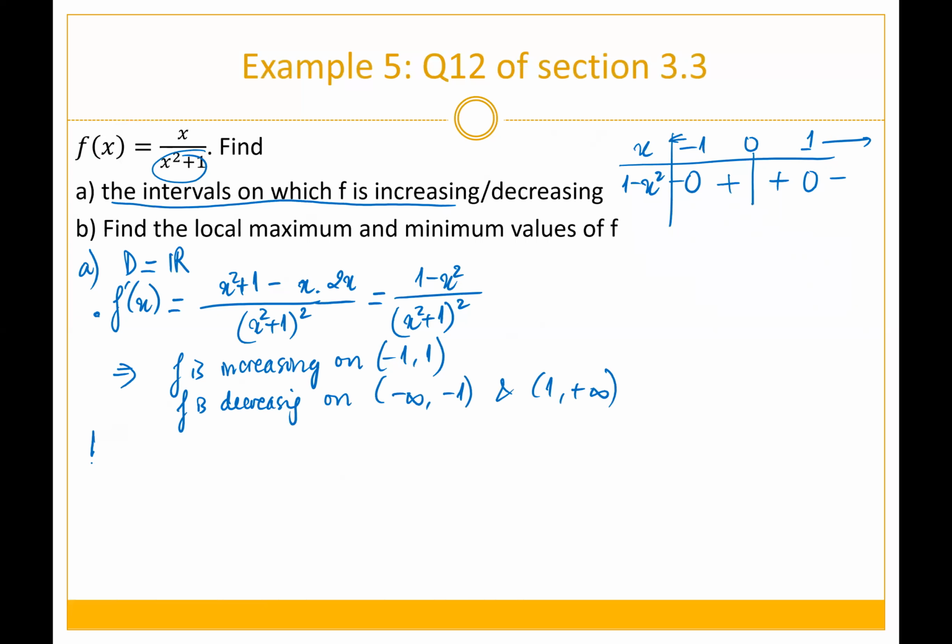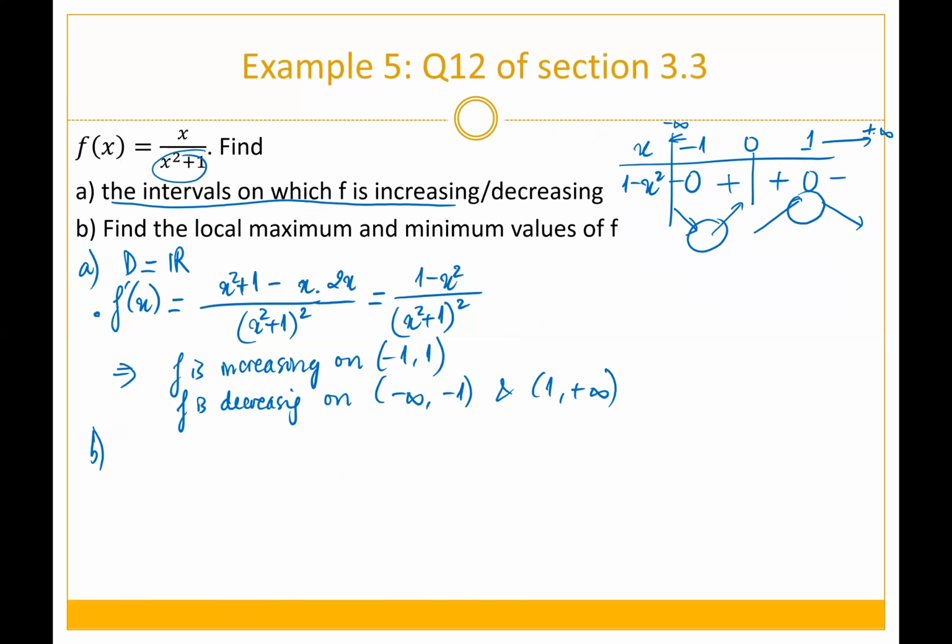Now we have B. Find the local maximum and minimum values of f. You can do this one just based on the signs, which is very easy. You can see this is negative, positive, and then negative. So there's a minimum here and a maximum here. The interval is from -infinity to positive infinity.